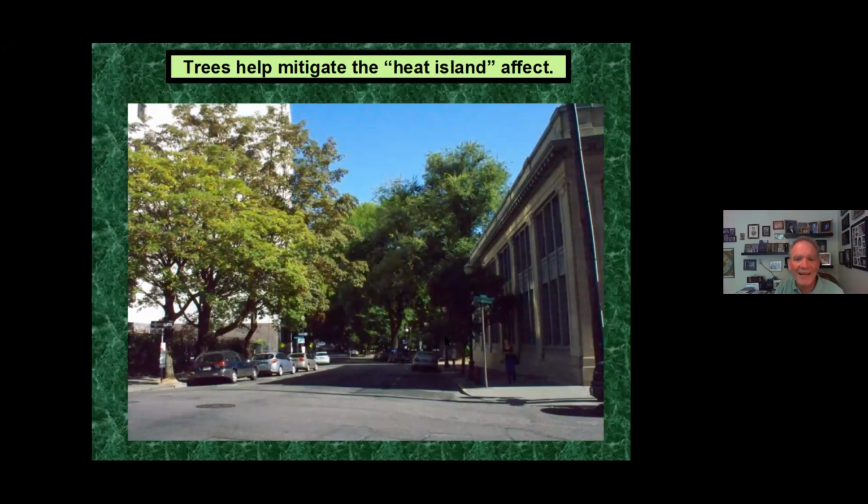Trees in the city help mitigate that heat island effect. And once again, you can see a large building like this one on the left. We're not going to get too many trees to get over the top of that. But if you can help shade the front faces of these buildings, you will reduce the energy use in these buildings. That's important in our cities.